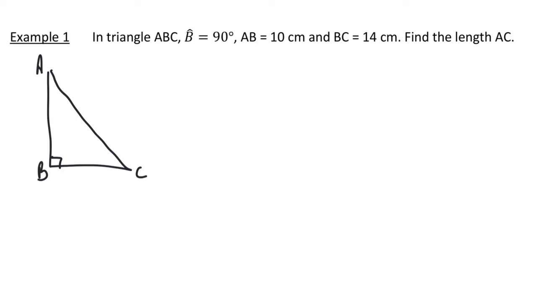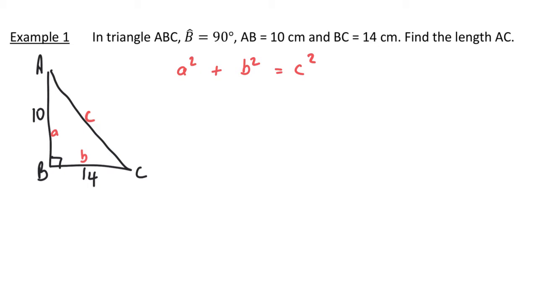It says AB is 10, so that's the line connecting points A to B. So that means the height of this triangle is 10. BC is 14, so B to C is 14, so the base is going to be 14. And what we're trying to do is find AC. So we use Pythagoras Theorem, A squared plus B squared equals C squared, where C is the hypotenuse. So we're going to label the side AC as C, and it doesn't really matter which way around we go for A and B.